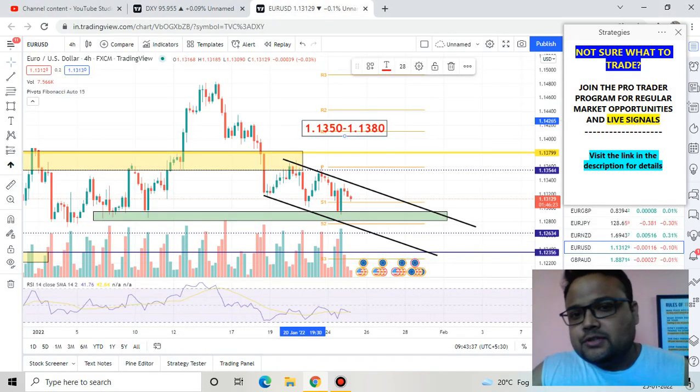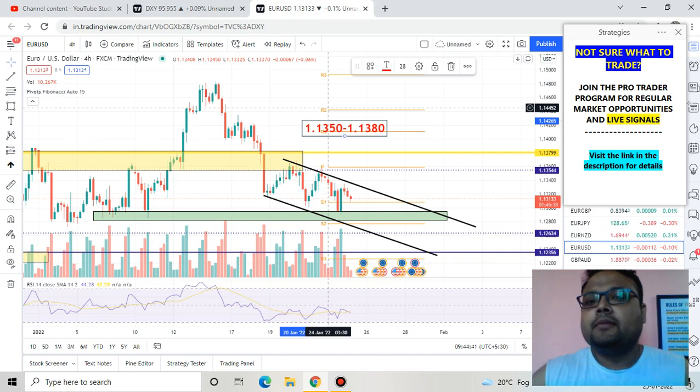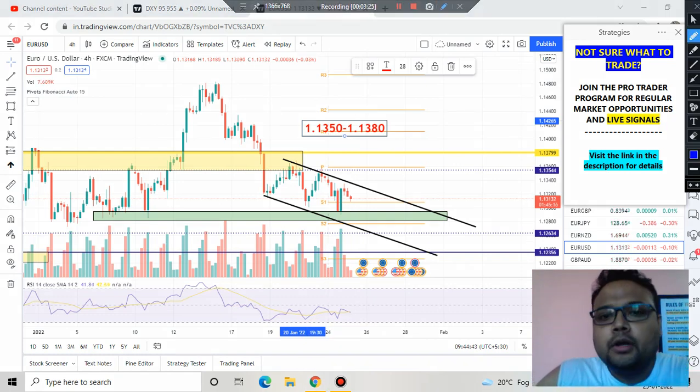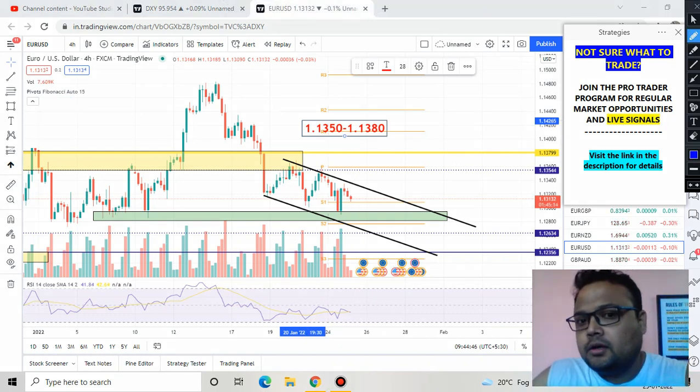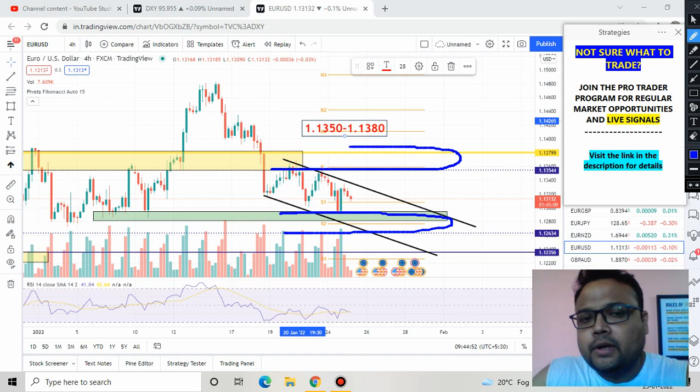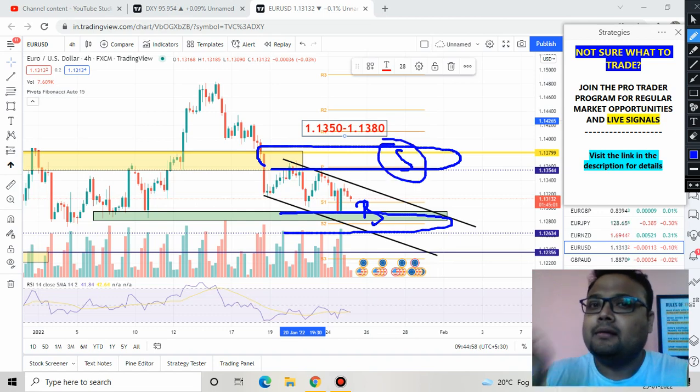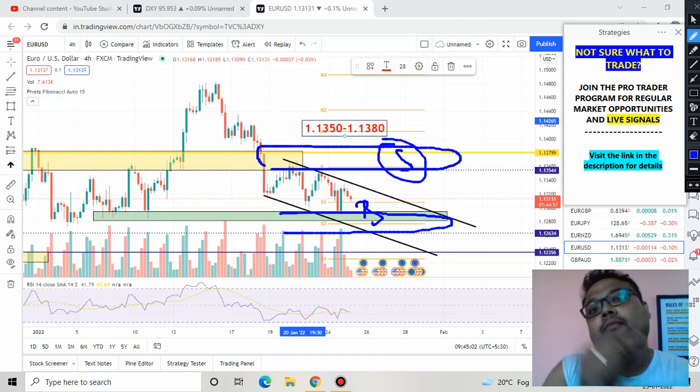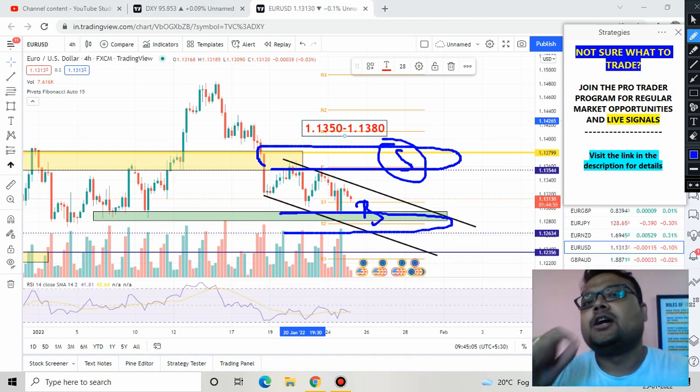So the levels for Euro USD still remain the same: 1.1300 to 1.1280 on the downside as support, and 1.1350 to 1.1380 as resistance. You can take a buy here, you can take a sell here, but if you want, you can also take an additional confirmation from the DXY chart, the chart of US dollar.